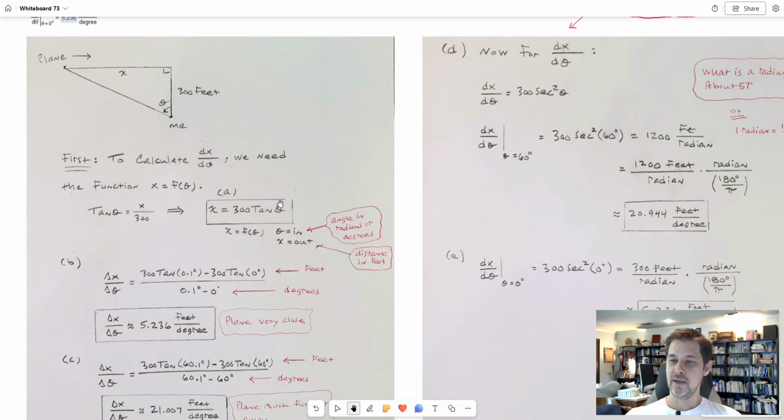Plug the angle in there, do 300 times tangent theta, and the result you get is the x. Theta in, x out. One more thing. In engineering or sciences that deal with measurements, we need to be aware of units at all times. The angle could be measured in radians or degrees, and x is a distance, and it will be measured in feet. All right, so let's now go through the problem.